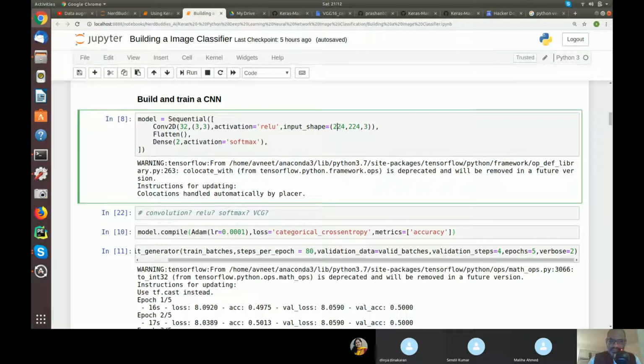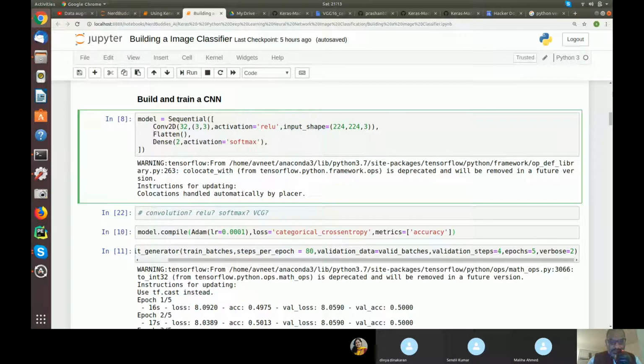The input shape is 224 by 224 pixels, and 3 means red, green, and blue. So it's essentially a 3-dimensional matrix. So that's the convolutional layer.